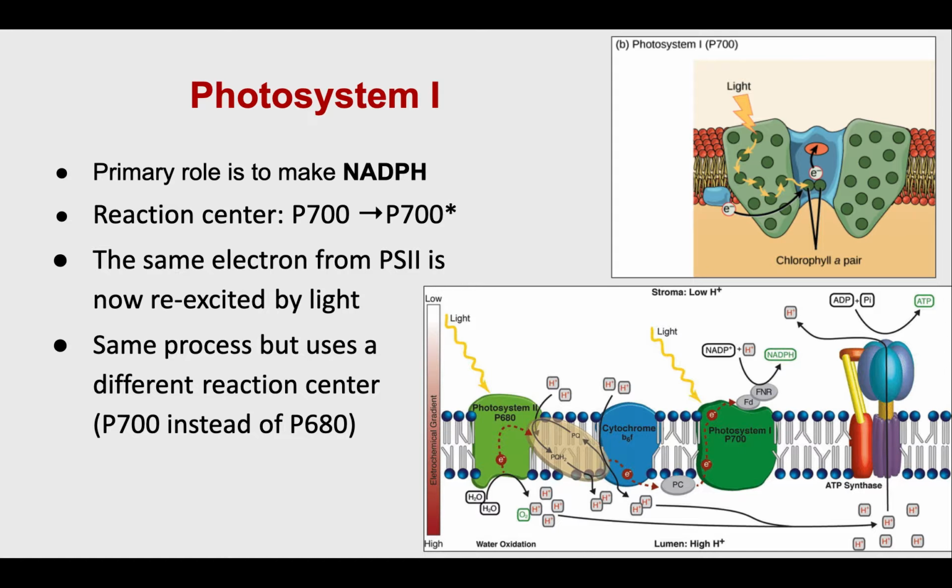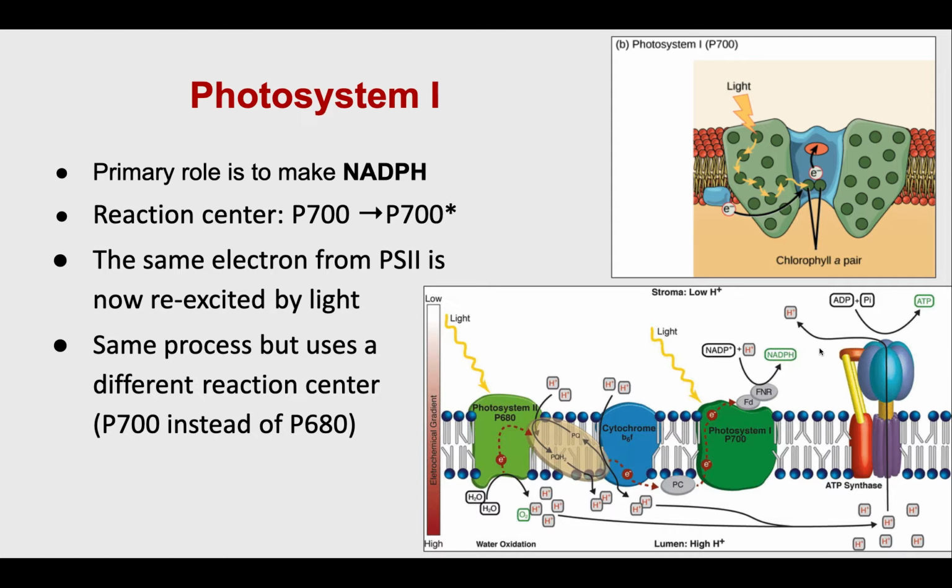All right, so we've gone through the electron transport chain. The electron has finally made it to photosystem 1. In photosystem 1, the primary goal is to create this molecule called NADPH. It's an electron carrier. It helps carry these electrons to be used in other processes in the cell. You can kind of think of it as an energy currency.